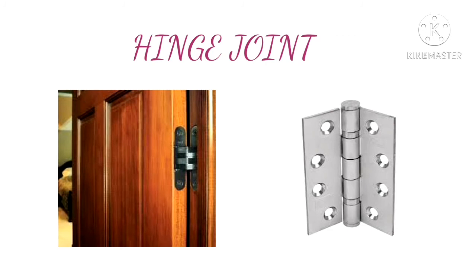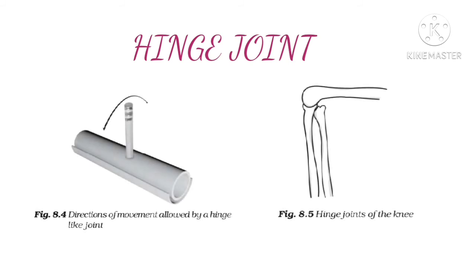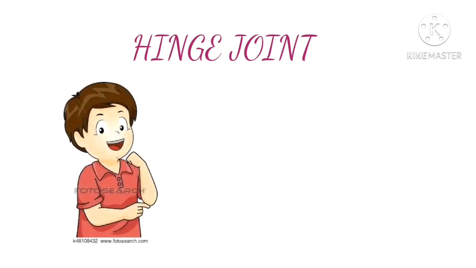Next type of joint is hinge joint. Open and close a door a few times. Observe the hinges of the door carefully. They allow the door to move back and forth. The hinge joint is like the hinges of a door which opens up in one direction. Joints of the elbow and the knee have hinge joints.